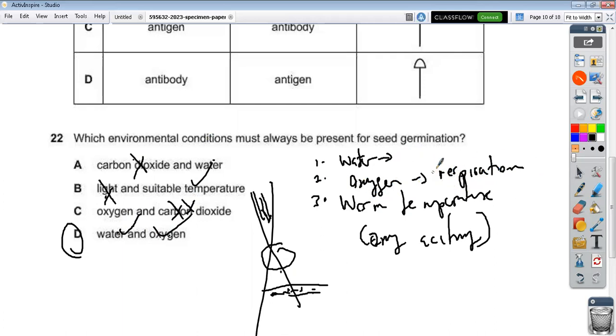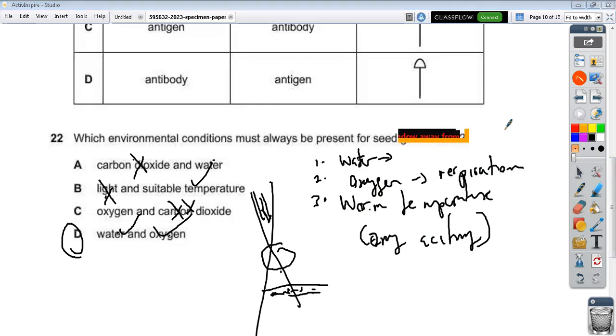Respiration provides the energy, because we need energy for cell division. As the cells are dividing, as it is developing from an embryo, we need respiration to provide the ATP energy for cell division. Clear now? So we need warm temperature for enzyme activity. So we need the three things: water, oxygen, and warm temperature. Is that clear?